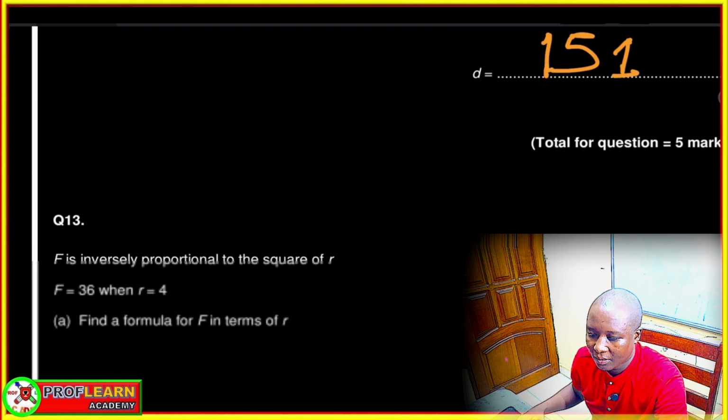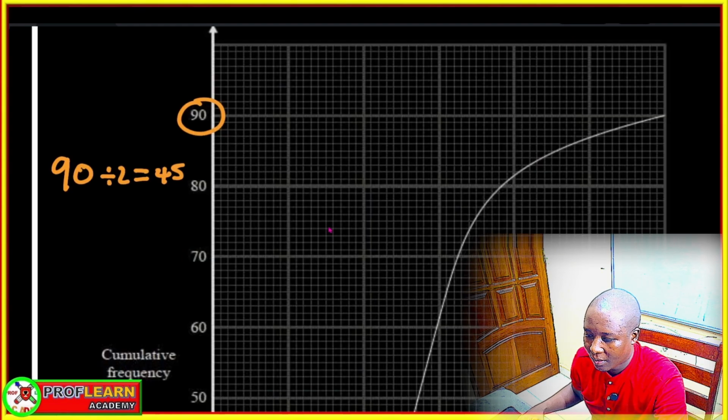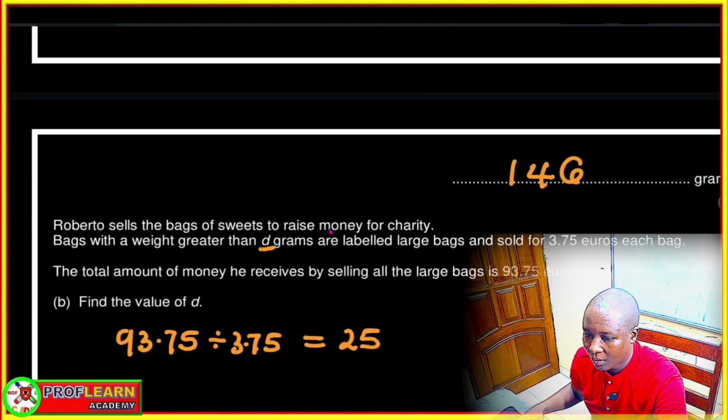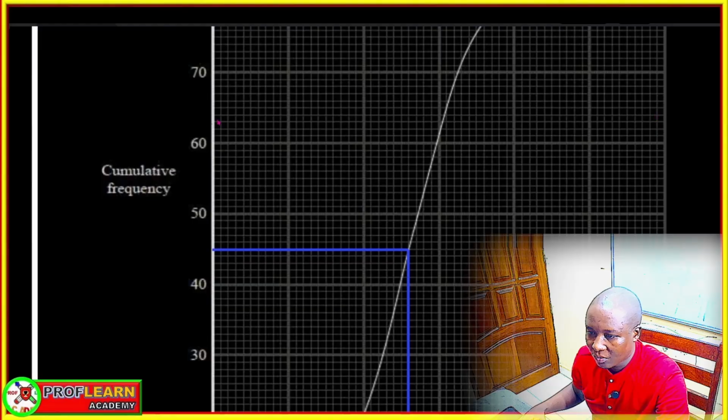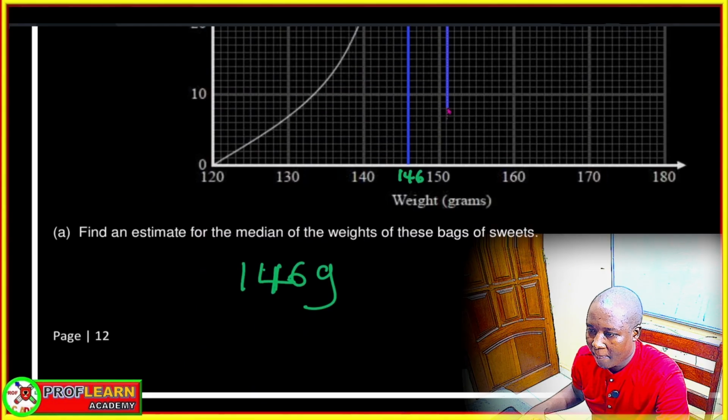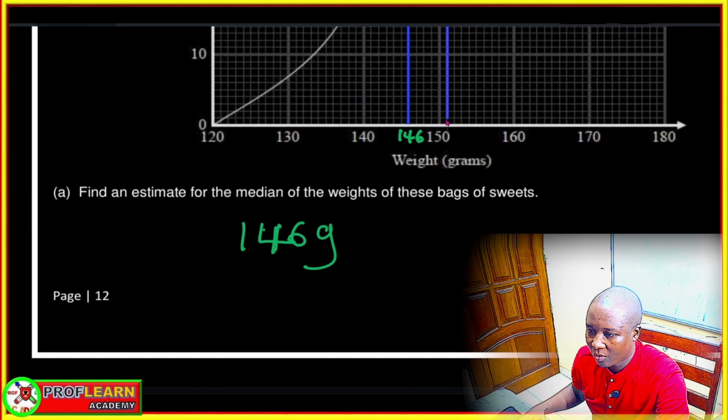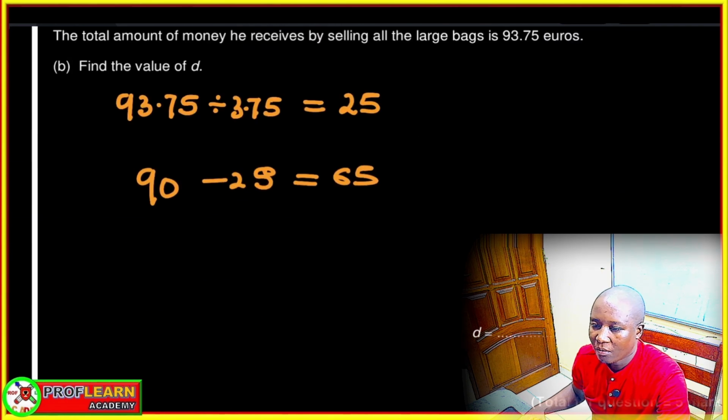151. Yeah, 151 for this particular question. All right, so you just identify 90 minus 25. You just draw a line like that and read down here. That value is around 151 at that point.